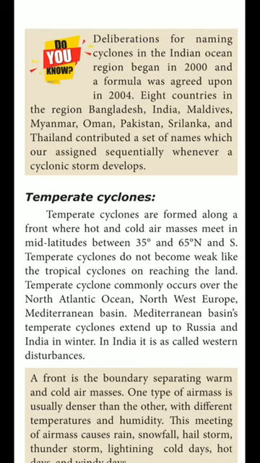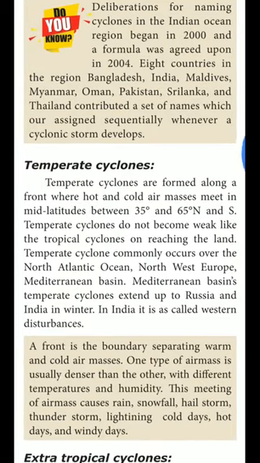Temperate cyclones do not become weak like the tropical cyclone on reaching the land. Temperate cyclones commonly occur over the North Atlantic Ocean, Northwest Europe, and the Mediterranean Basin. From the Mediterranean Basin, temperate cyclones extend up to Russia and India in winter. In India, it is called Western disturbance. So this is another name for this temperate cyclone in India.